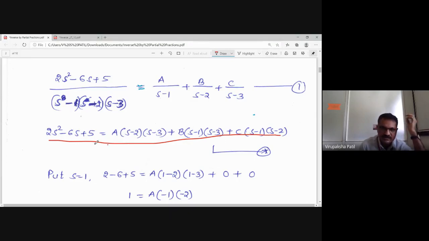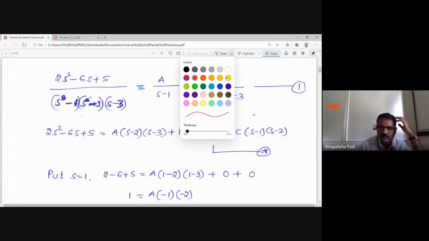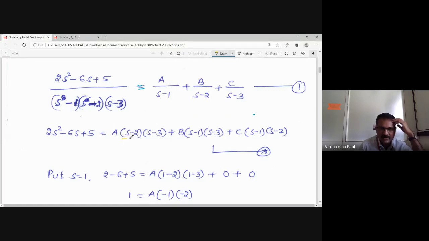How to go for the easiest method? Can anybody tell me how to go for the easiest method? See, concentrate here. I want to get the value of A here. Don't worry about this. S minus 2 and s minus 3 are the factors.